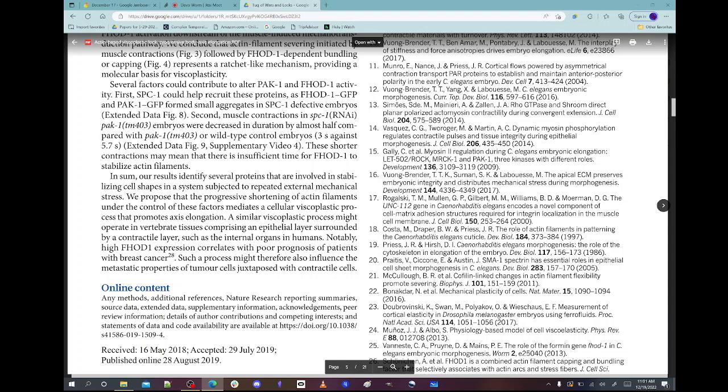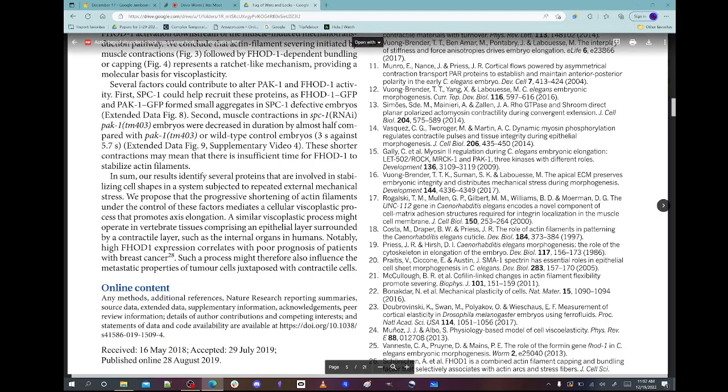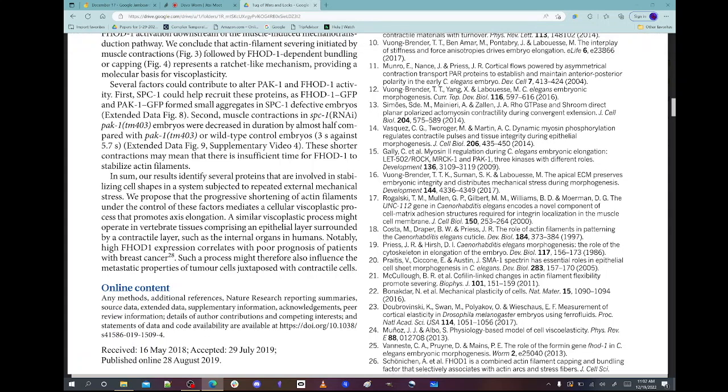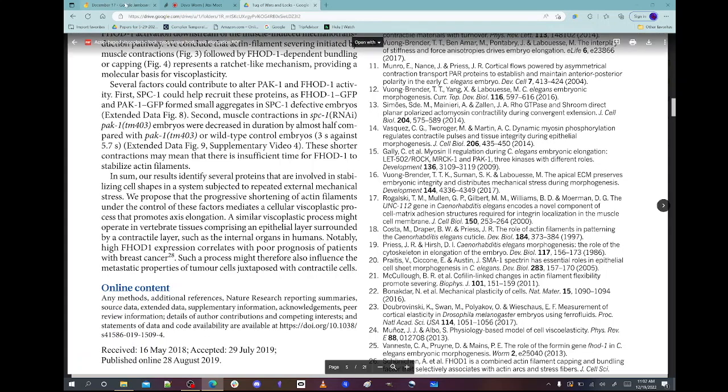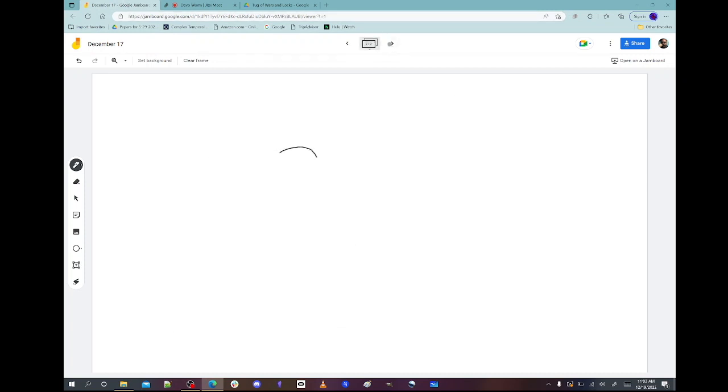So in vertebrate tissues, there might be some sort of process where you have an epithelial layer in the middle and then a contractile layer on the top, something like internal organs in humans. So this could be like a composite version of this, which we see in C. elegans, where there's different types of contraction and growth. Such a process might therefore also influence the metastatic properties of tumor cells juxtaposed with contractile cells. So again, we would have multiple layers of cells, something like this here, surrounded by an outer layer.